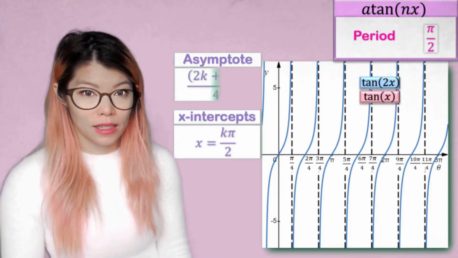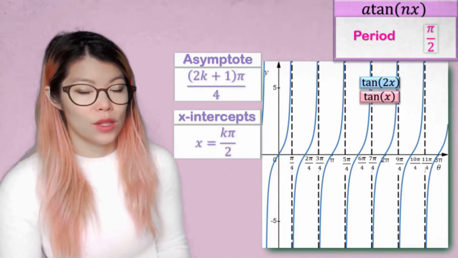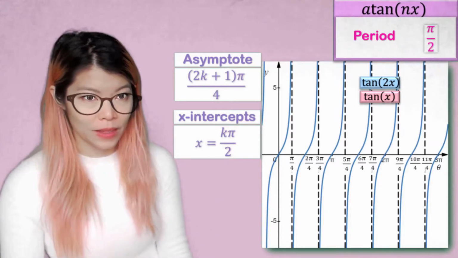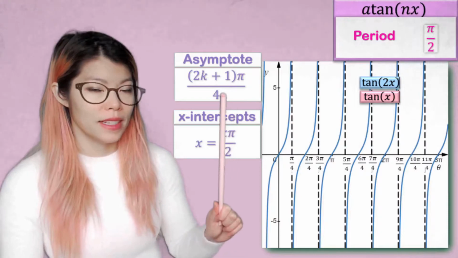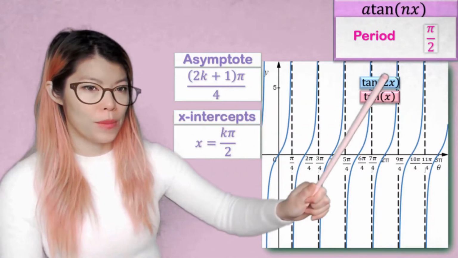What about the asymptotes? Well, that's halfway of that. So now it's 2k plus 1 over 4 instead of 2 like before. So can you start to see the pattern? So we are adding this 2 at the bottom, the denominator.